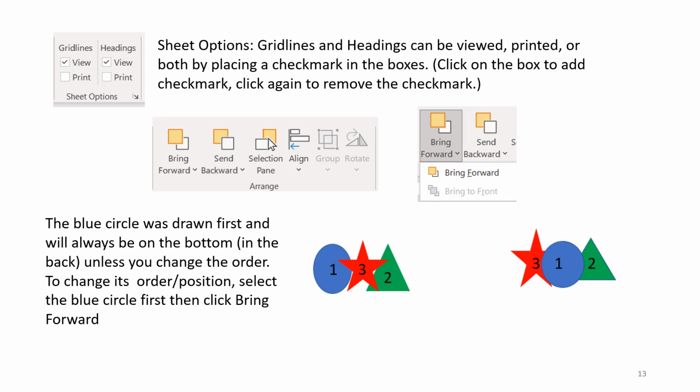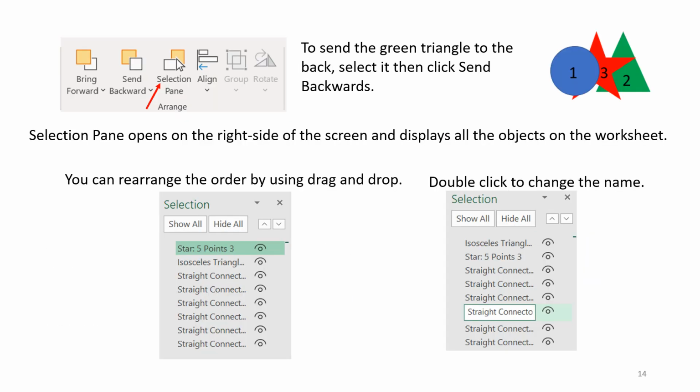The blue circle was drawn first and will always be on the bottom in the back unless you change the order. To change its order or position, select the blue circle first, then click Bring Forward. To send the green triangle to the back, select it and click Send Backwards.